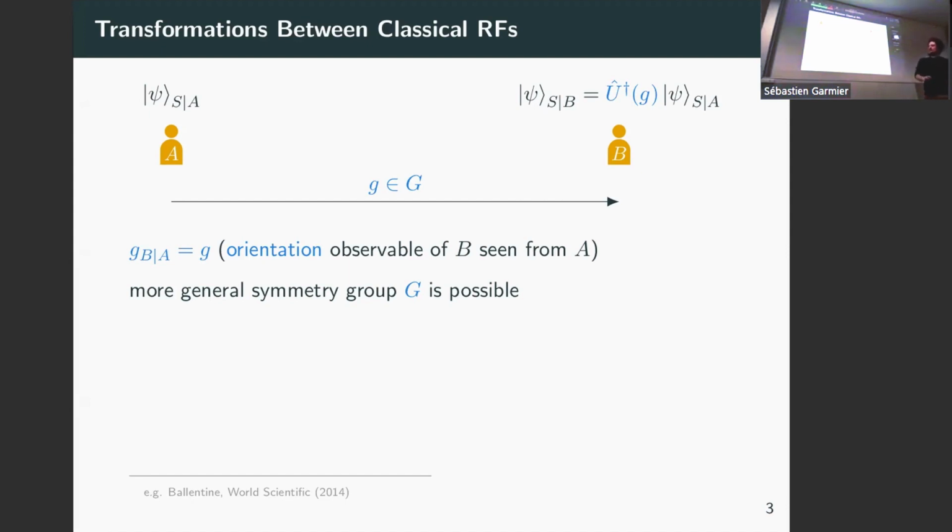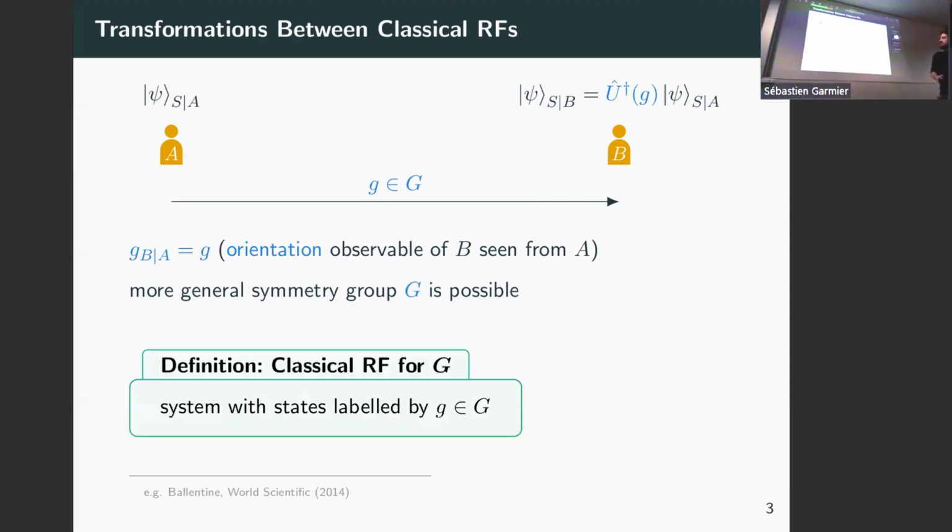So this is how Bob's frame looks like from Alice's perspective. And this is what Alice can read off the transformation she has to do in order to get to Bob. All right. Maybe this is a bit too early.